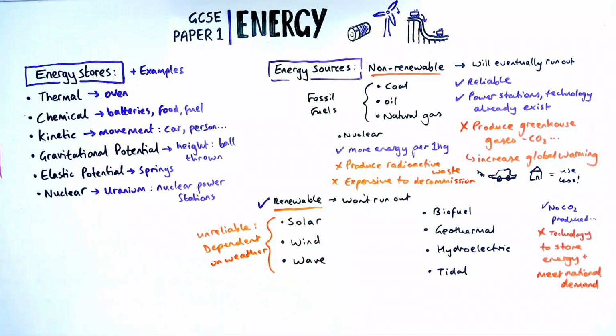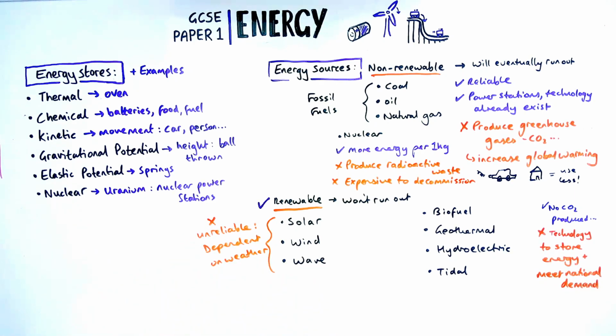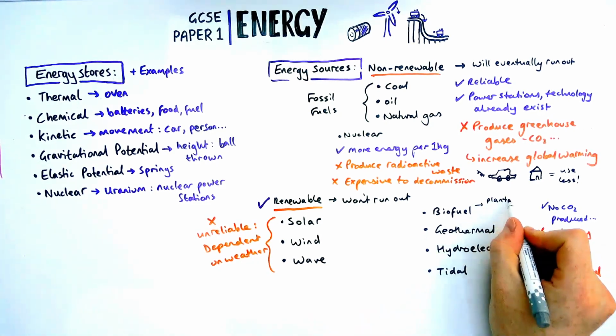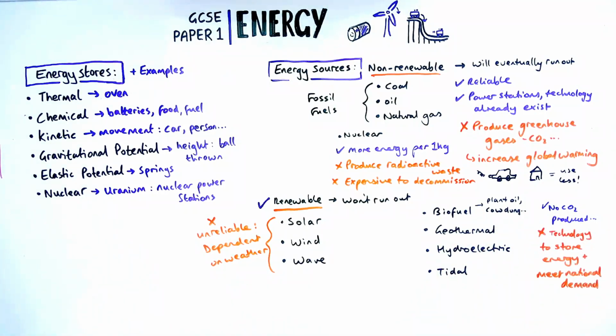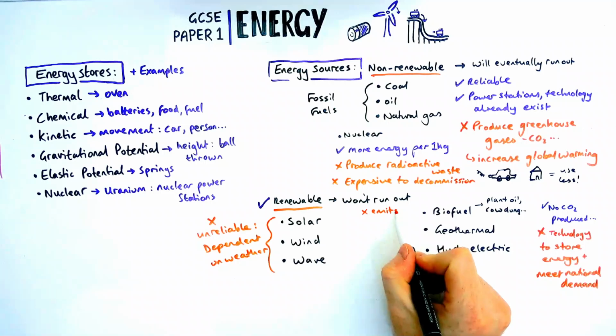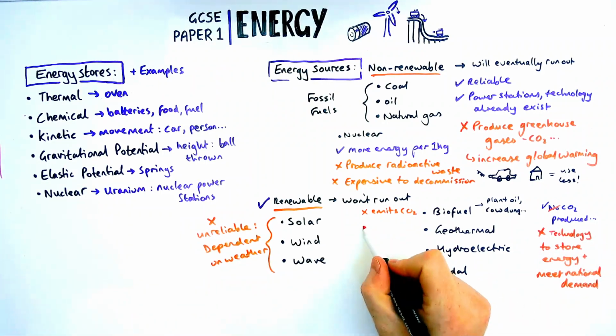So solar, wind, and wave power all rely on the weather. It's not always sunny, it's not always windy, and therefore there's not going to be as many waves as well. So biofuel is anything that involves organic matter. So plant oil, cow dung, wood chips, all that stuff can be burnt to make electricity from farms. And the downside to that is that it emits carbon dioxide.